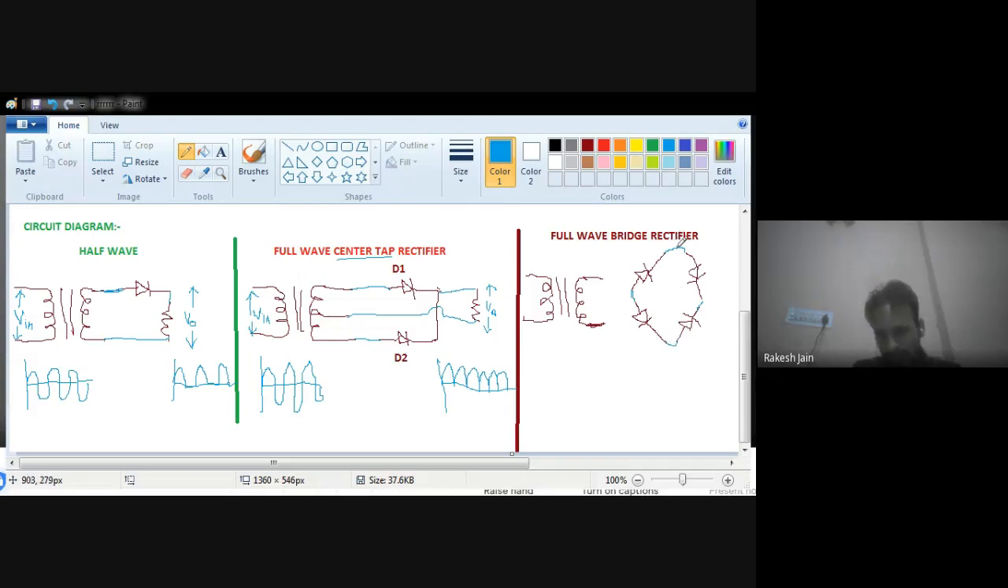Then this side, with one anode and one cathode, is connected with the input side, that is the transformer side. So one transformer terminal is connected with this, and the other transformer side is connected with this. Okay, and the output resistor is connected with the rest of these two parts.